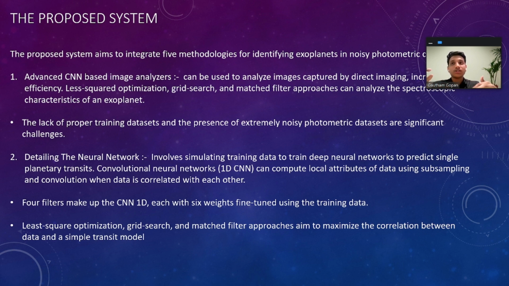Four filters make up the CNN1D, each with six weights fine-tuned using the training data. The least squares approximation, grid search, and matched filter approaches aim to maximize the correlation between the data and a simple transit model, thereby ensuring that there is no gap in the connectivity of the data flow. And in case of any gaps, the other subsequent methods will be pulled in to fill the gaps in the databases.